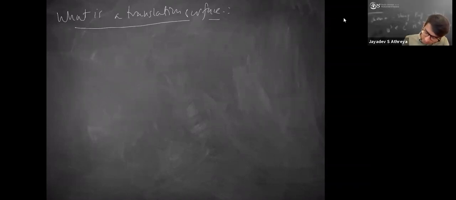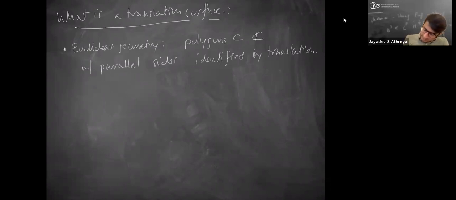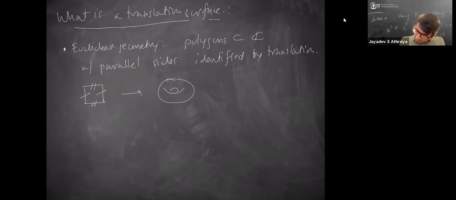First of all, there's a Euclidean geometric definition. It's a Euclidean polygon sitting inside of C, or a collection of polygons, with parallel sides identified by translation. Maybe it's easiest to just see an example. A classical example is just the torus. You take a square, you identify opposite sides, and you get this nice flat torus. What I drew in 3D is not flat, but you have a flat metric on it coming from these identifications.